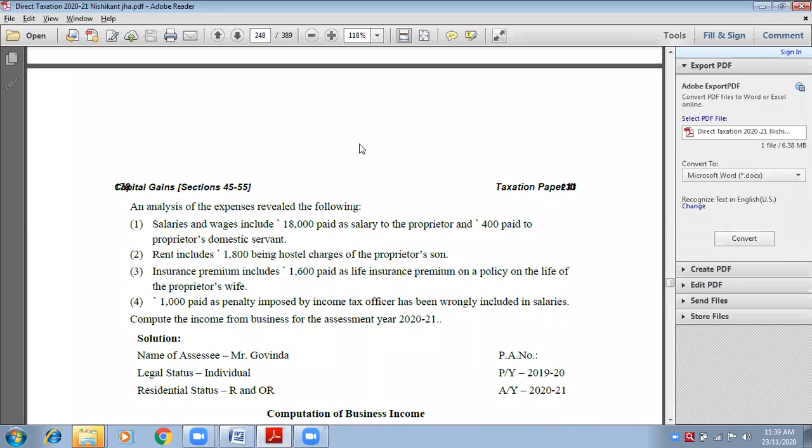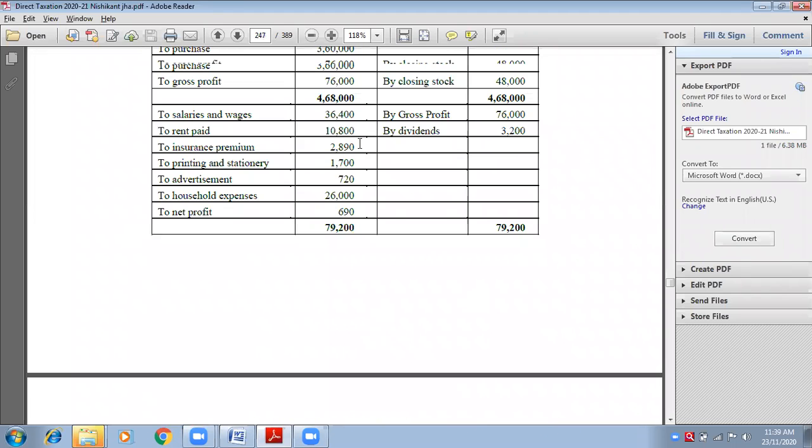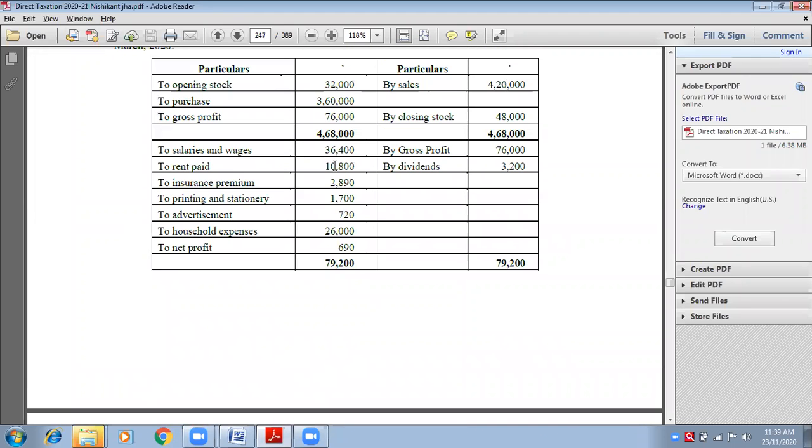Therefore, 1,800 is only to be discarded. The rest of the amount we have to ignore. Why? Because that is shown in the P&L and that is related to the business. So therefore, we will ignore it. That is perfect. We need not discard it. We need not disallow it. Are you getting my point? Please reply with yes or no.